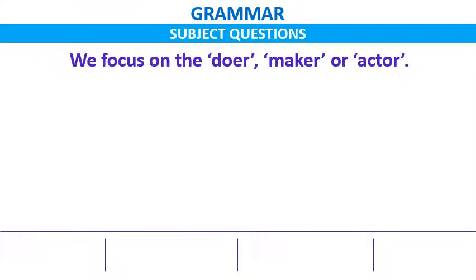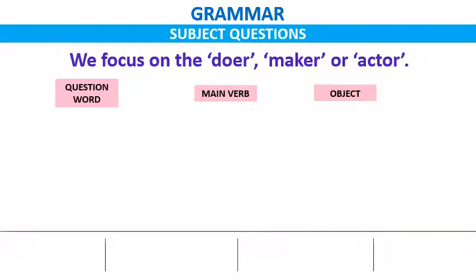Now let's talk about subject questions. In subject questions, we focus on the doer, the maker or the actor. And we have this structure: question word, the main verb, and the object. I loved you. What is the question? Who loves you?